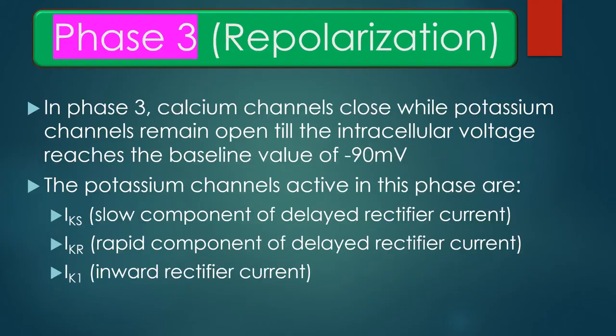In phase 3, calcium channels close while potassium channels remain open till the intracellular voltage reaches the baseline value of -90 millivolts. The potassium channels active in this phase are IKS, the slow component of delayed rectifier current, IKR, the rapid component of delayed rectifier current, and IK1, the inward rectifier current.